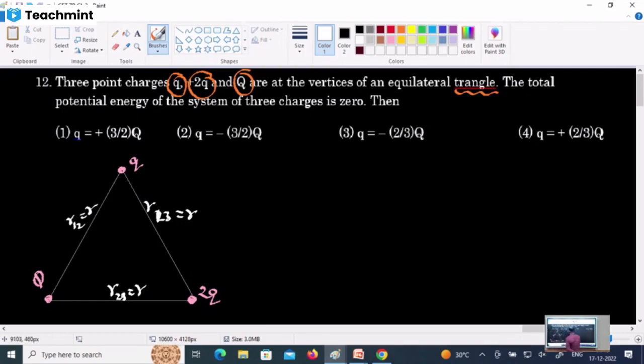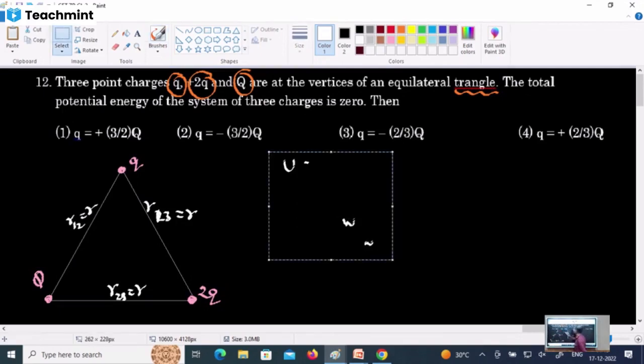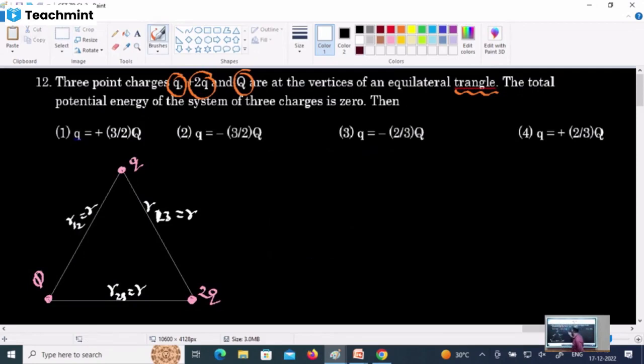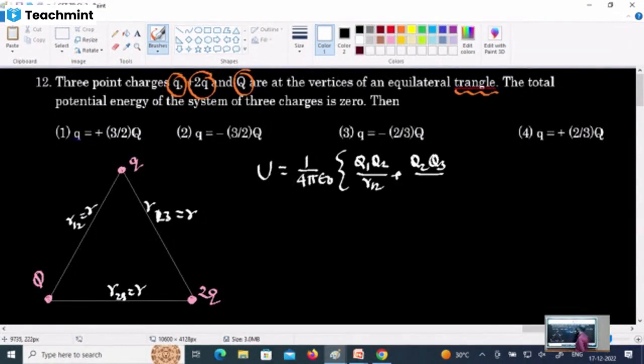You know, potential energy due to 3 point charge system in the absence of the external electric field. We have already noted that formula. Potential energy expression is U. So U equals 1 divided by 4 pi epsilon naught, Q1 Q2 divided by R12 plus Q2 Q3 divided by R23 plus Q3 Q1 divided by R31.